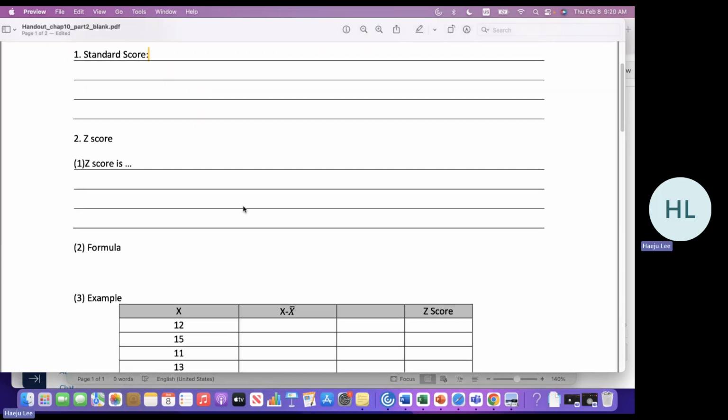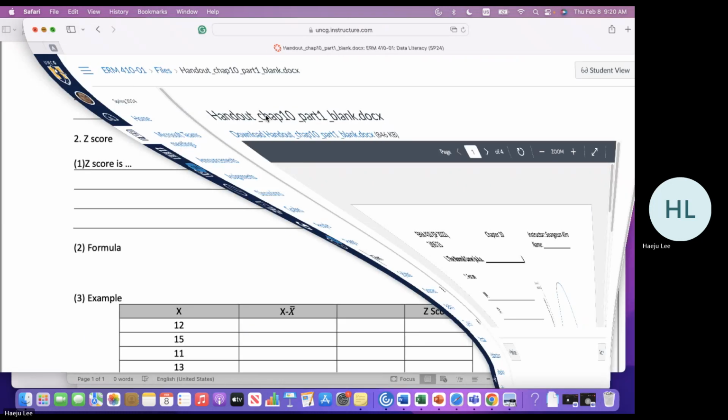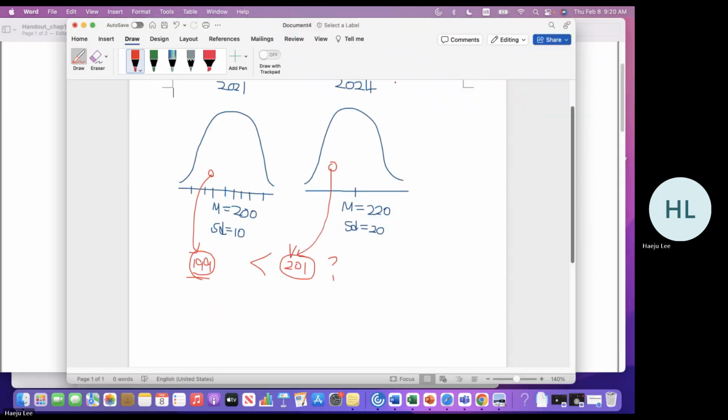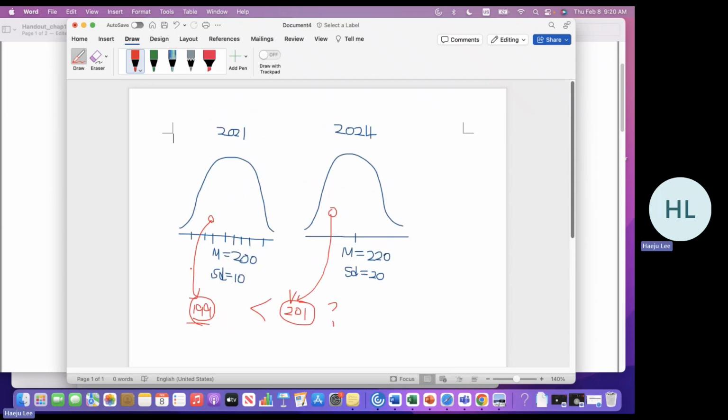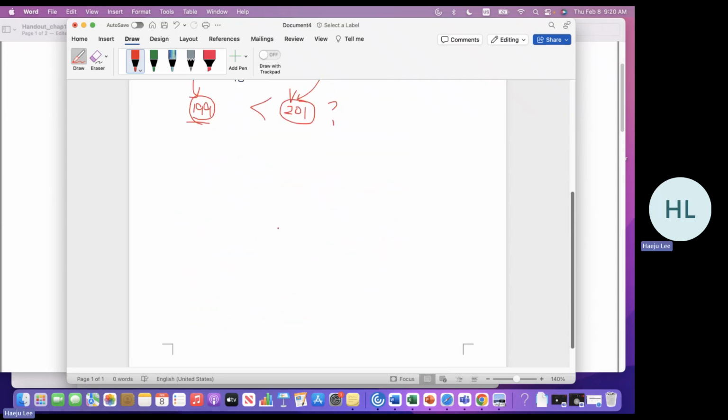The G-score is one of the standard scores. Simply said, the G-score is the number of standard deviations from the mean. So I will take this distribution and change these distribution scales into the G distribution.